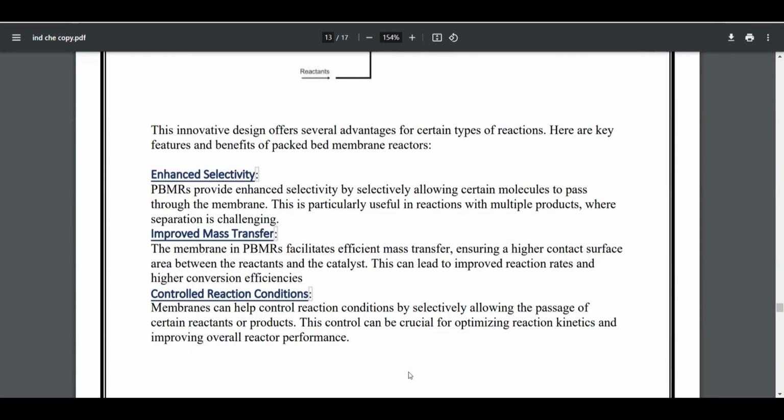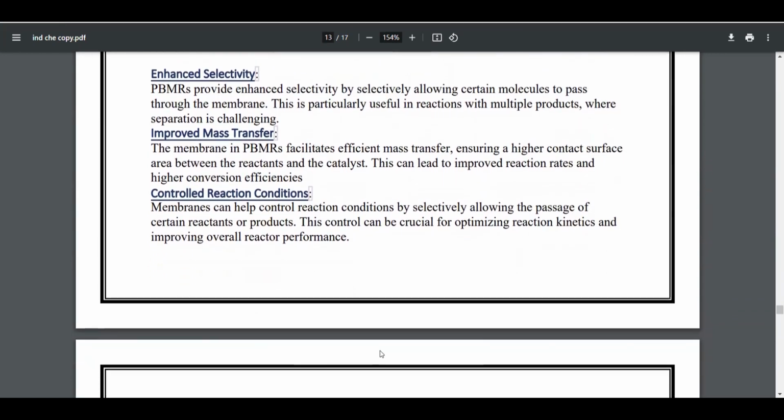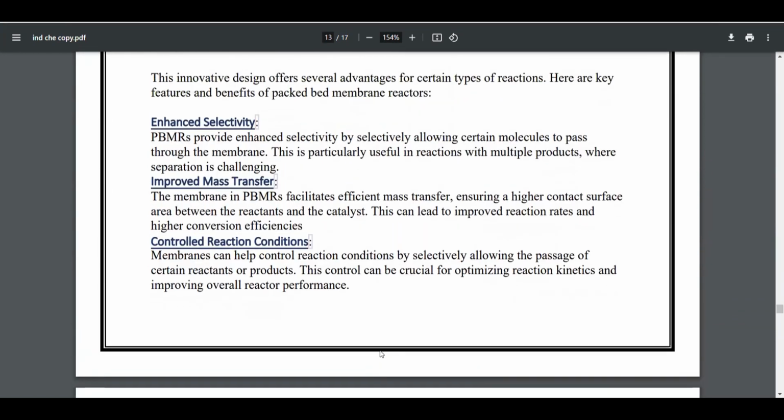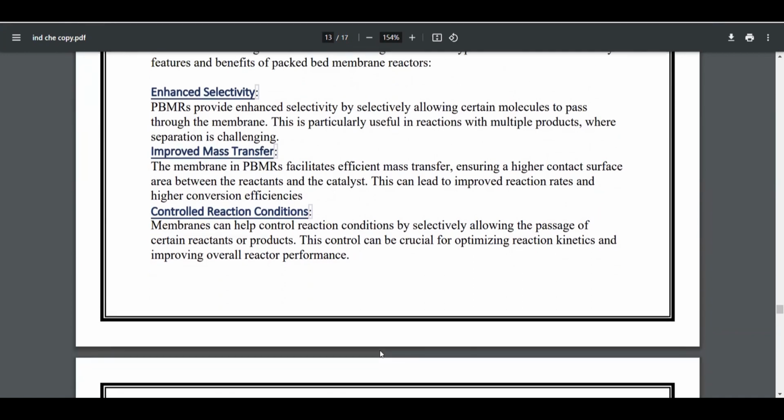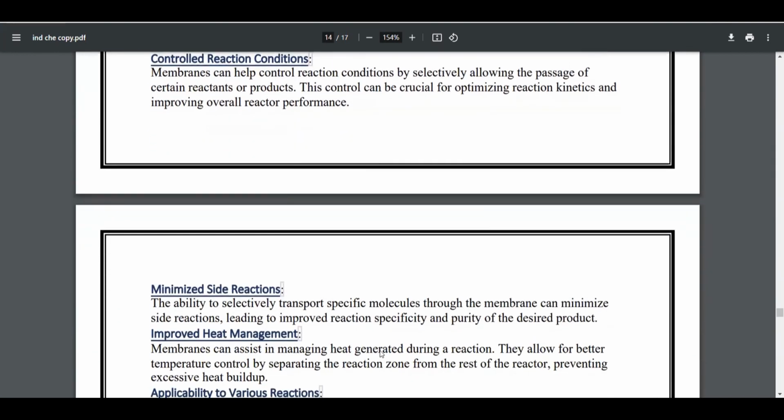Number one is enhanced selectivity. Packed bed membrane reactors provide enhanced selectivity by selectively allowing certain molecules to pass through the membrane, as this is particularly useful in reactions with similar products where separation is challenging. The membrane in these reactors will cause the separation on the basis of particle size. Further, the presence of the membrane will also facilitate efficient mass transfer that will ensure a higher contact surface area between the reactant and the catalyst, and it will lead to a higher reaction rate and higher conversion efficiencies.